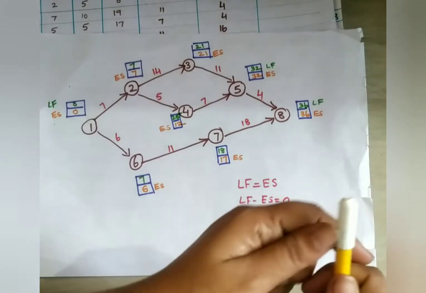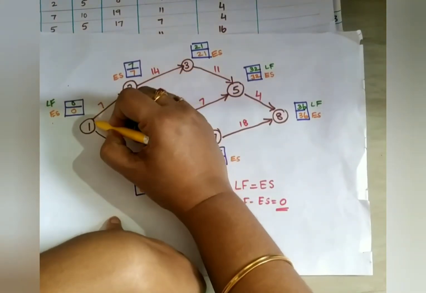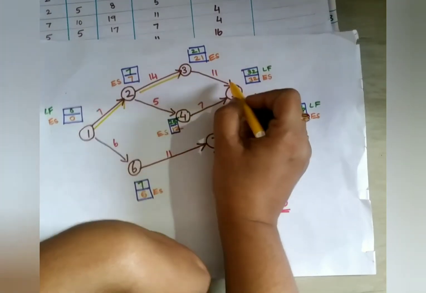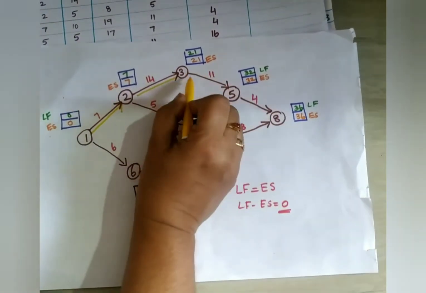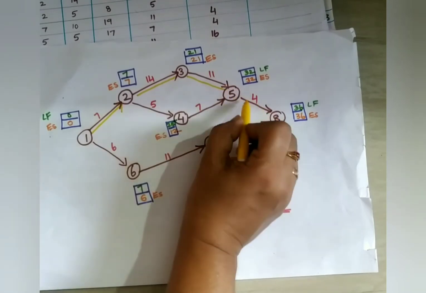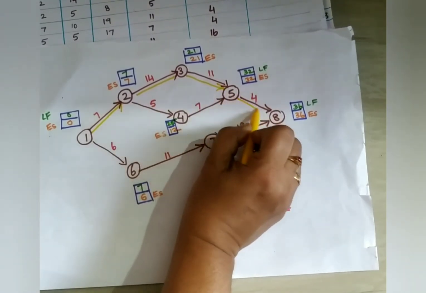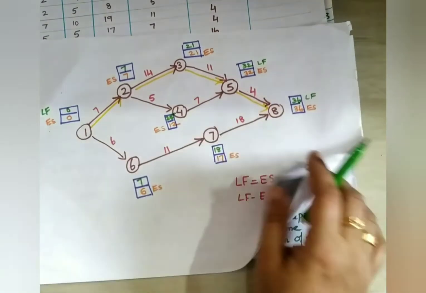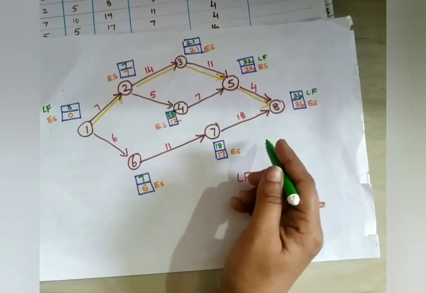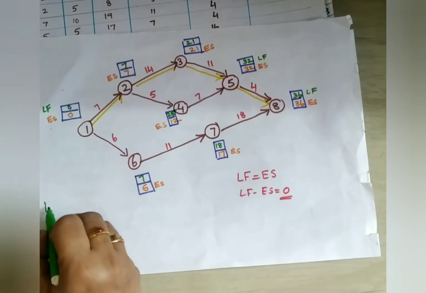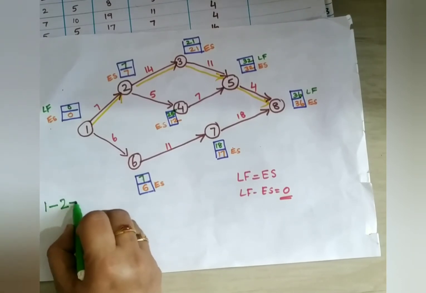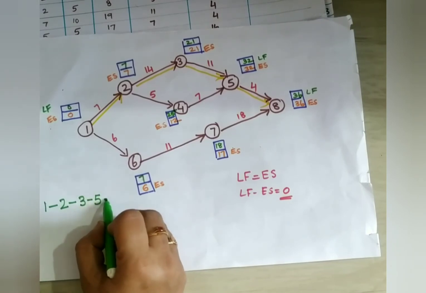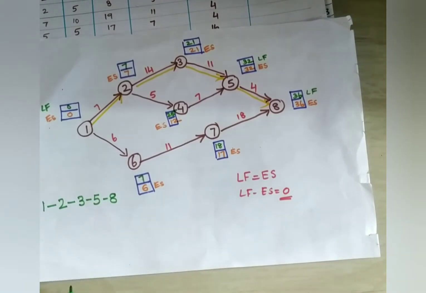So I will draw like this. Okay, so critical path you can mention. This is a critical path. Here now this is a path, and then 3 to 5 and 4 to 8. This is your critical path. Okay, so if you can note it down here. What is the critical path? 1 to 2, 2 to 3, 3 to 5, 5 to 8. This is your critical path.